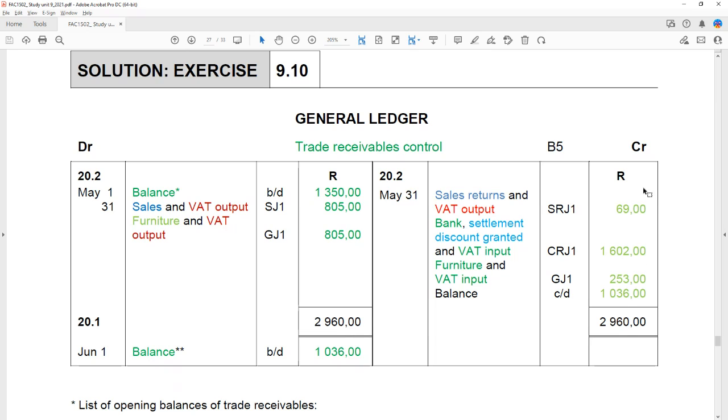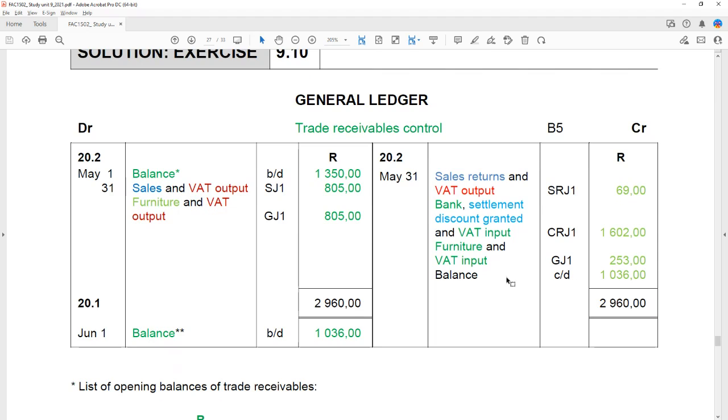if we add up the credit side, we're not going to get 2,960 by adding up the 69, the 1602, and the 253. The difference is our balance carried down, and that is 1,036 Rand. So to get our total on the credit side to add up to 2,960, we must have a balance carried down of 1036. So 1,036 Rand will be our balance carried down.